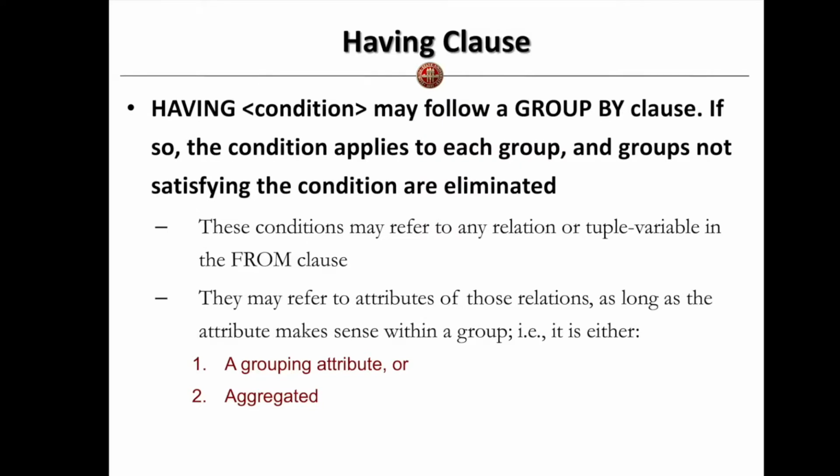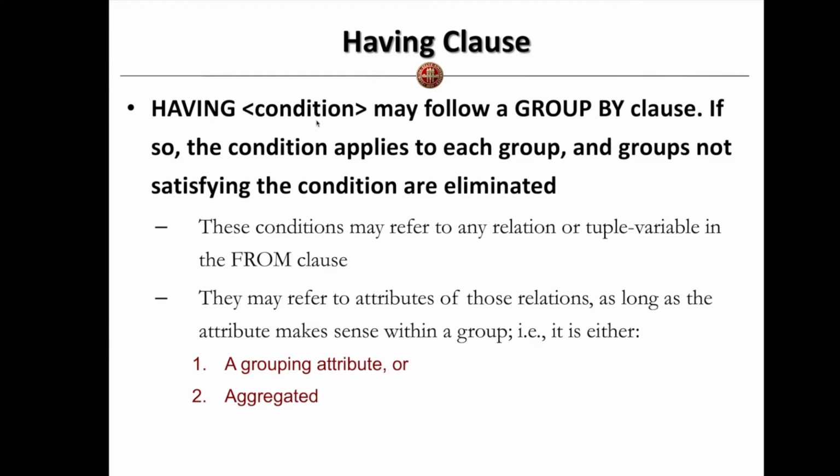So in this page, I want to show another very important clause in the SQL query. It's called having. Having denotes a condition on some groups. It usually follows the group by clause. And this having condition denotes some condition on the groups. So the condition will apply for each group, and groups not satisfying this condition will be eliminated.